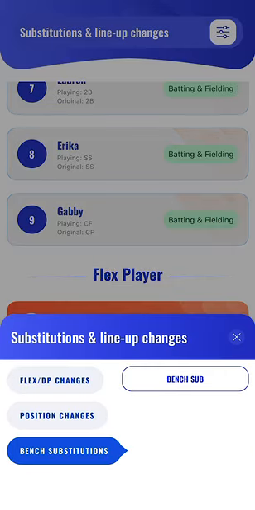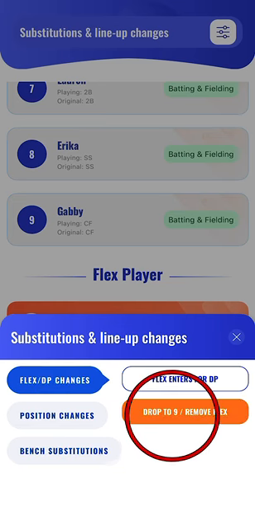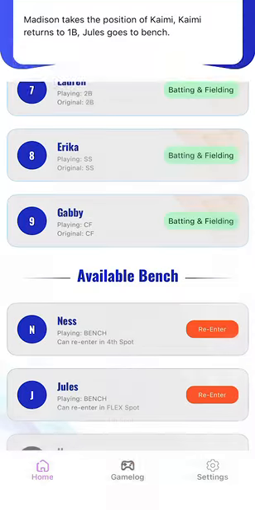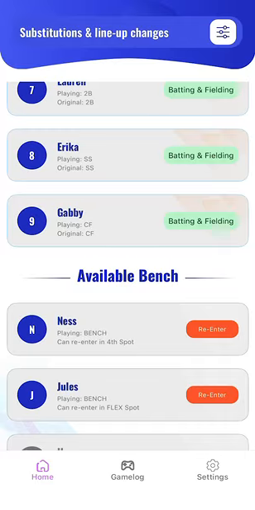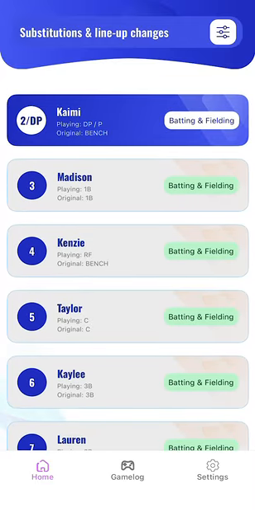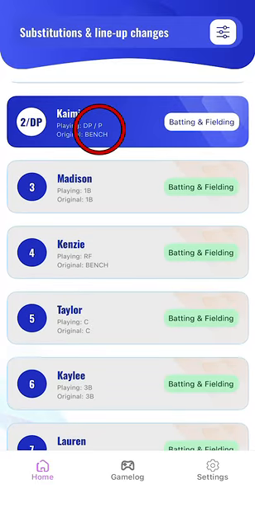So we're just going to go up to the substitution bar. We're going to go to flex DP changes. And we're going to drop to 9 and remove the flex. So now the app just fills that with whoever. So it puts Kaimi at pitcher.